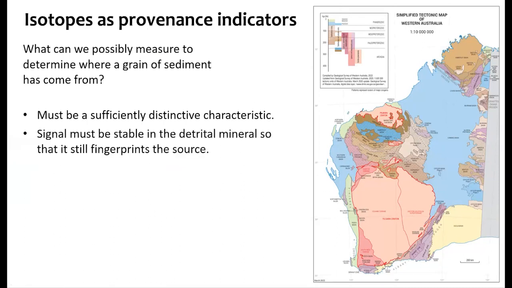That signal has to be stable enough that it doesn't get modified during sedimentary processes, so it doesn't get reset and still links back to the source. You also need it housed within a mineral that's going to be stable at Earth surface processes, Earth surface pressures and temperatures as well. Because if you are storing an isotopic signal in a mineral that's not stable, it's going to get destroyed very, very rapidly during sedimentary processes, and it's going to be useless to you in the sedimentary record.